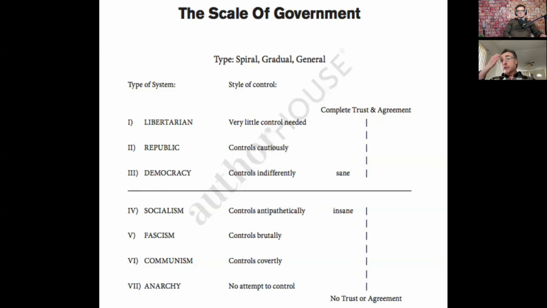Up from that is socialism. Socialism controls antipathetically. Now, what that means is when you are in a socialist country, the government is antipathetic. They're not embracing you and being kind and polite. They're antipathetic. They're not going to hit you over the head with a club, but they're also not going to be gracious about it.